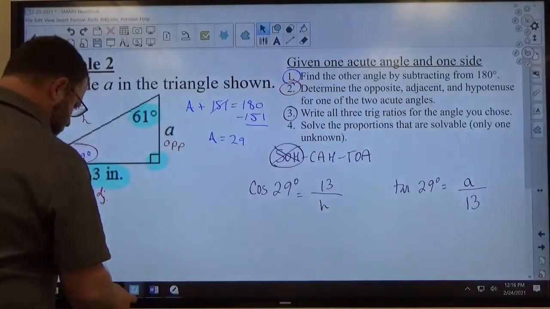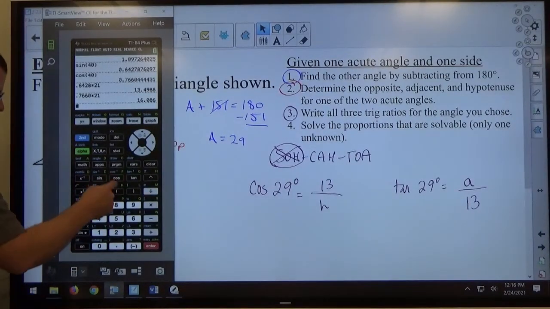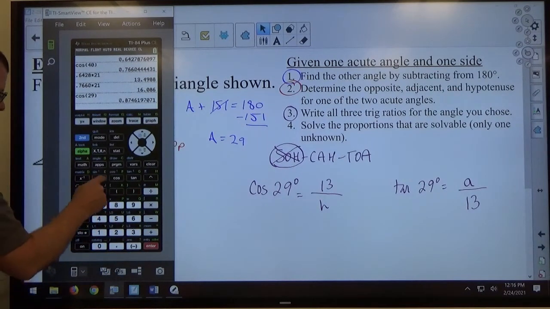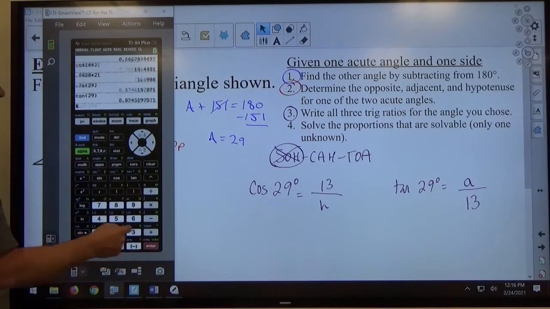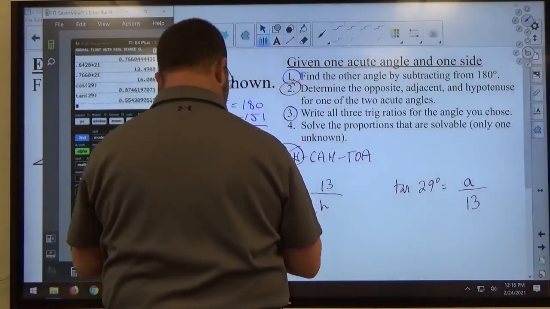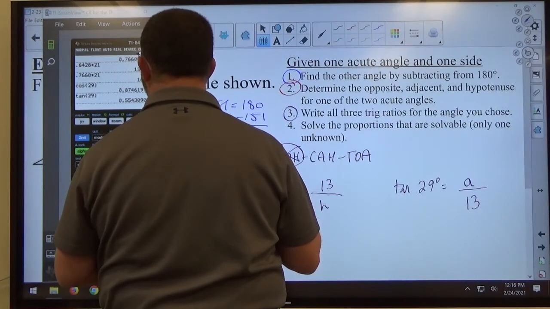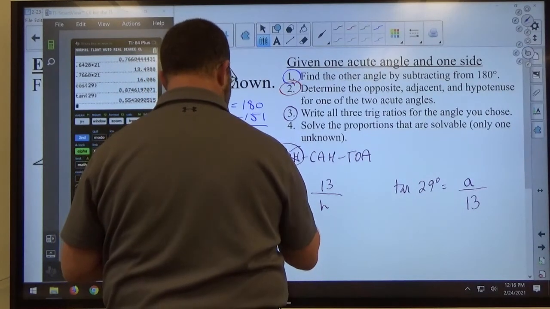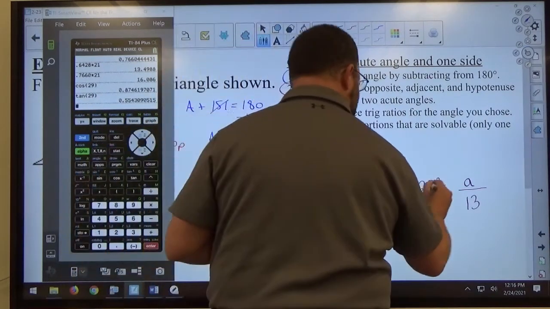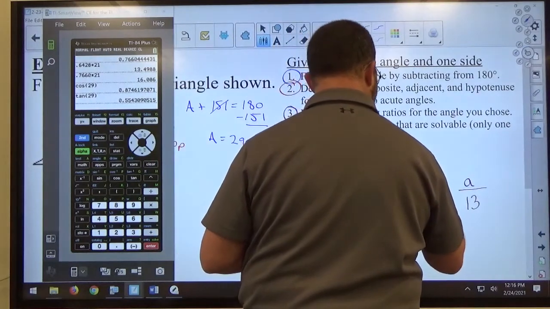Then I grab my calculator and I evaluate the cosine of 29 and the tangent of 29. So cosine of 29 equals that, and tangent of 29 equals that. So I'm going to come over here and change those. Cosine of 29 is 0.8746. That's over 1. Tangent of 29 is going to be 0.5543.